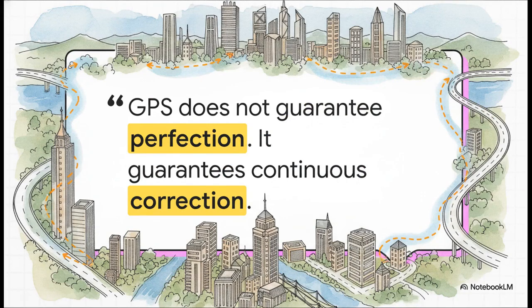Our second metaphor is GPS navigation. Imagine driving in a totally unfamiliar city without one. Pretty stressful, right? But remember, a GPS doesn't guarantee perfection. What it does guarantee is continuous correction. Your goal here isn't to draw a flawless initial route on a map. Your goal is to continuously course correct based on the actual reality of the road.